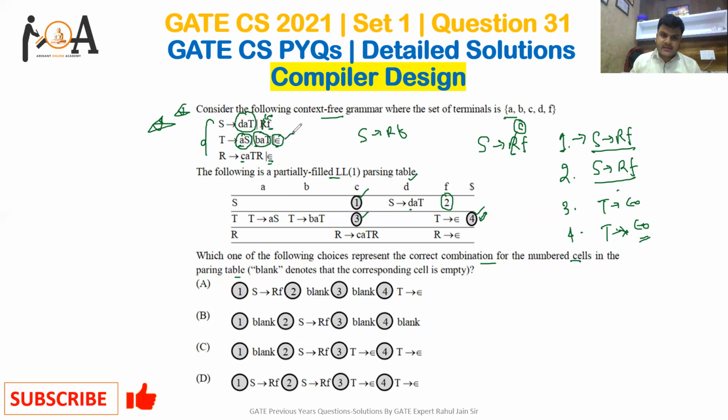Because we have the epsilon denotation here, that is why. So if you observe 1 and 2, S derives RF, and the only option D is the correct answer: S derives RF, T derives epsilon, and T derives epsilon. Option D is the correct answer for this one, guys.